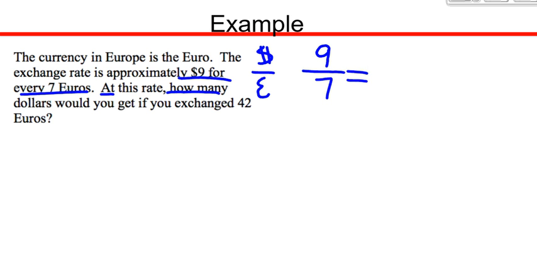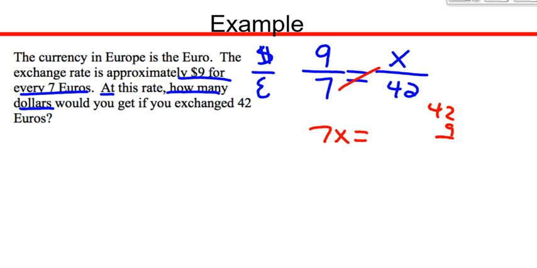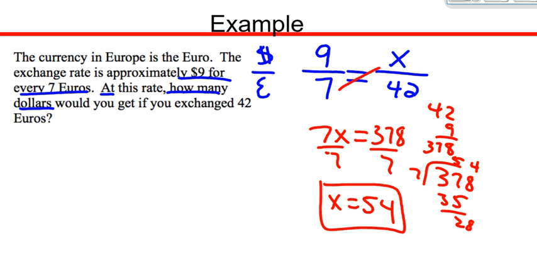So how many dollars? So I know that dollars, I have to put an x up there because that's what I'm going to be looking for. Would you get if you exchange 42 euros? So euros goes on the bottom, so the 42 goes there. Then you cross multiply, you're going to get 7x equals 42 times 9, which is going to give me 378. And then I'm going to divide both sides by 7. So when I divided both sides by 7, I got x equals 54. So that means it would take $54 to get 42 euros.